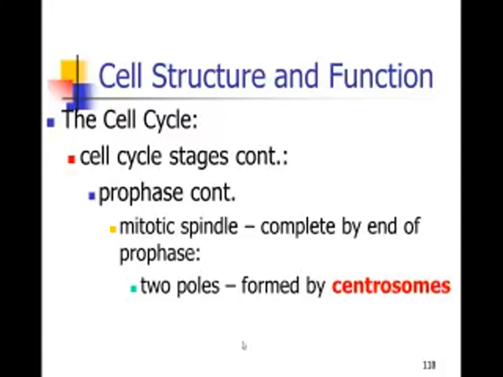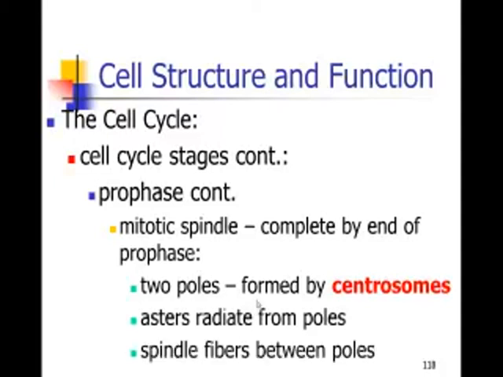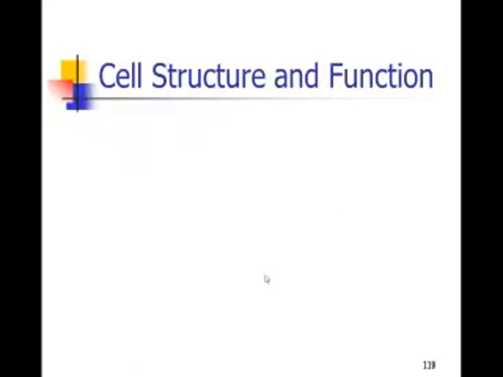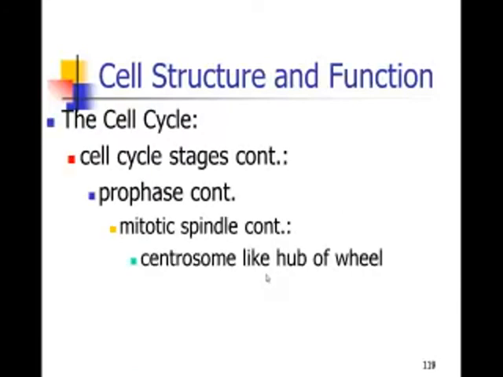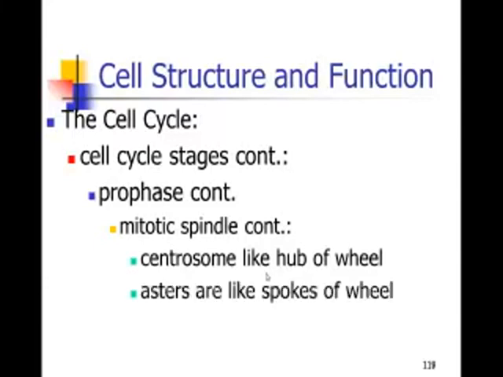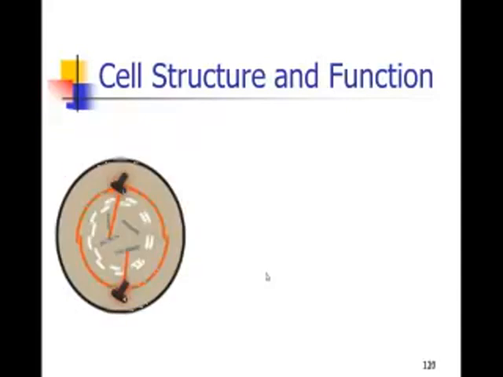It's going to be one at each pole, and there are going to be asters radiating from those poles with the fibers. So the spindle fibers exist between the poles. We're going to have some pictures here shortly. The centrosome is sort of like the hub of a wheel, and then the fibers, the asters, are like the spokes of the wheel. They radiate outwards from the centrosome.